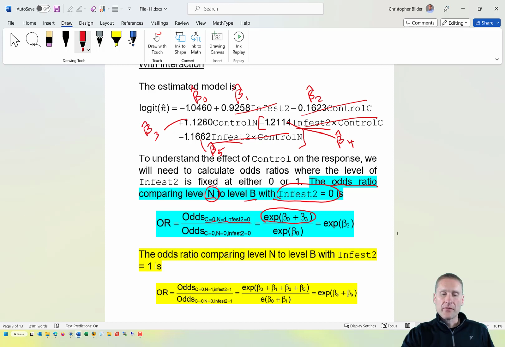plus beta 3. Then, when I compare to the case for level B, when I have level B, the C control indicator variable is 0, the N indicator variable is 0 as well. So notice this disappears and I'm only left with that part right there. And so that's why I get the exponential function evaluated at beta 3. Let me do a little bit of erasing here.